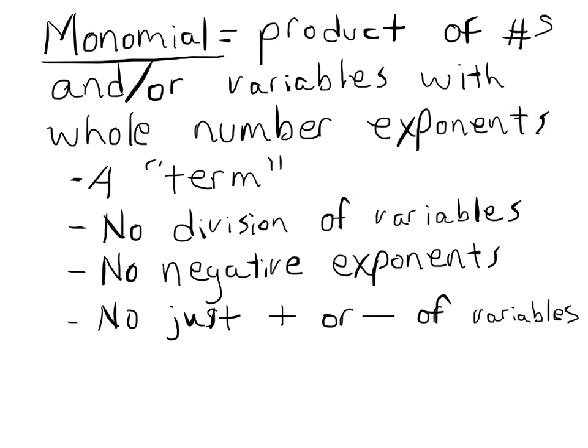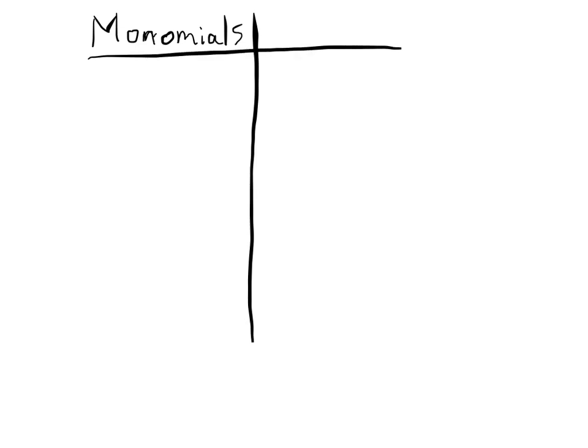Okay, all right, now let's apply some of these rules. Make sure you have about 8 to 10 lines in your notebook still, if not, turn the page, because we're going to set up a T-chart of what monomials are and what not a monomial looks like.